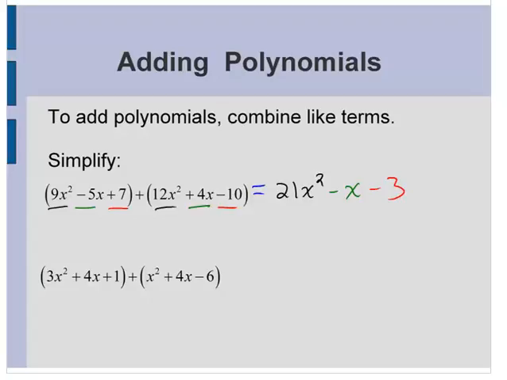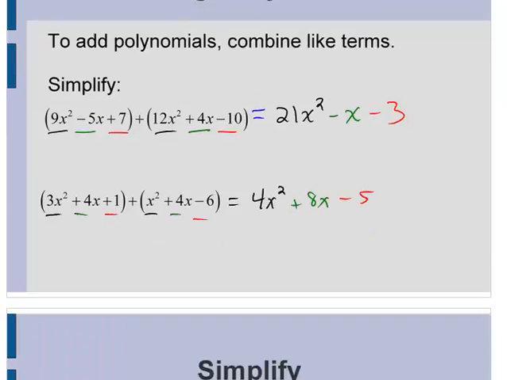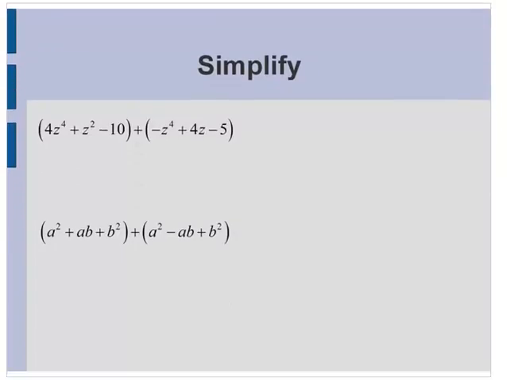Why don't you try the other one on this slide on your own? All right, using a similar process, I've got some x squared terms. So I'd have 4x squared. I have some x terms. That would be a plus 8x. And I have some constant terms, minus 5. 4x squared plus 8x minus 5. All right, why don't you try these on your own as well?